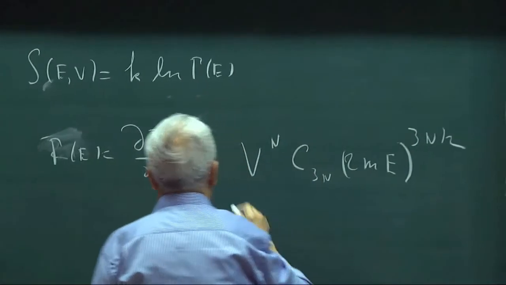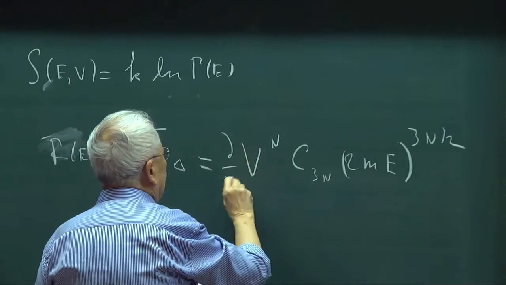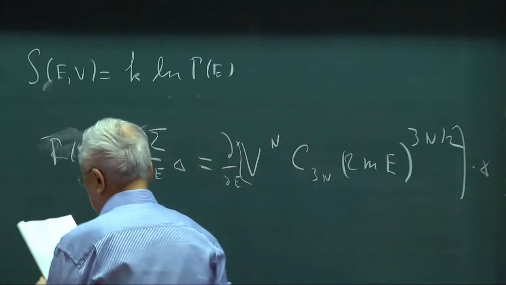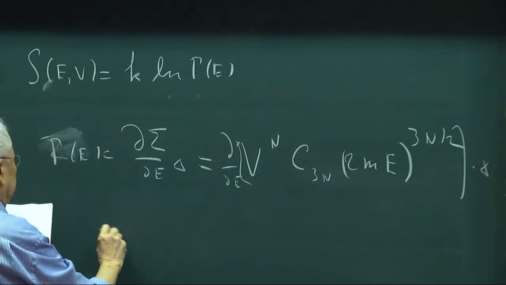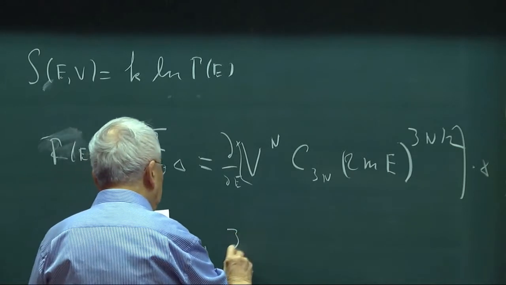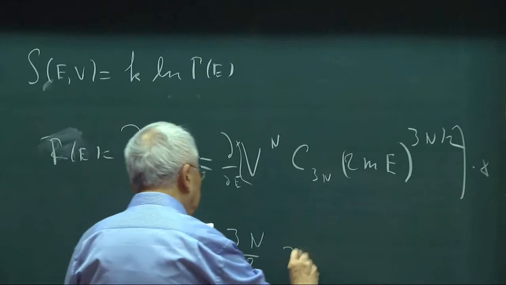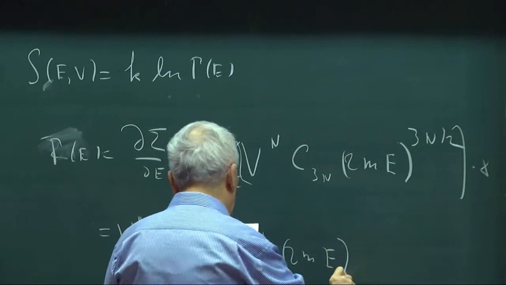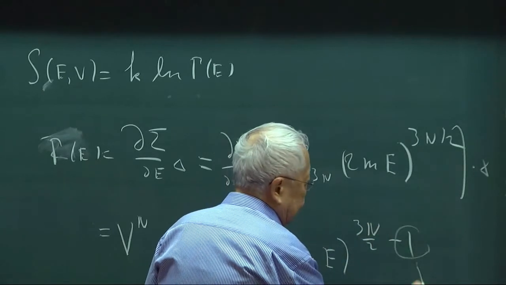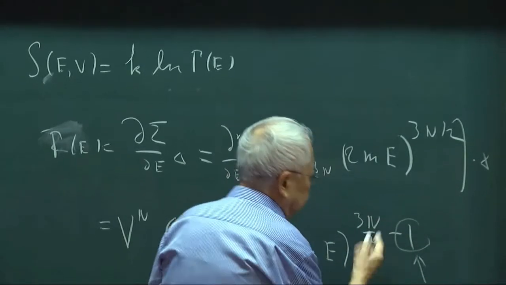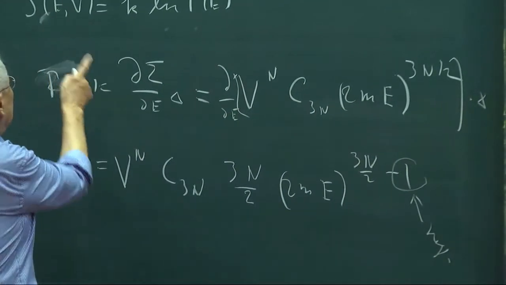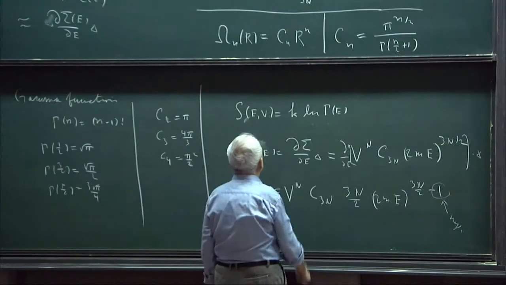No, this is sigma, so I have d/dE of this times delta. So I get V to the N power, C of 3N, 3N over 2, times (2mE) to the 3N over 2 minus 1. And we can neglect this because N is going to go to infinity. So now I just take the logarithm of this and get the entropy.